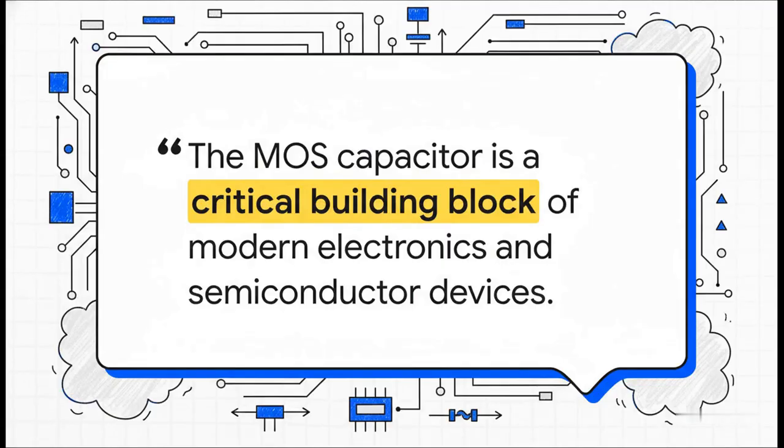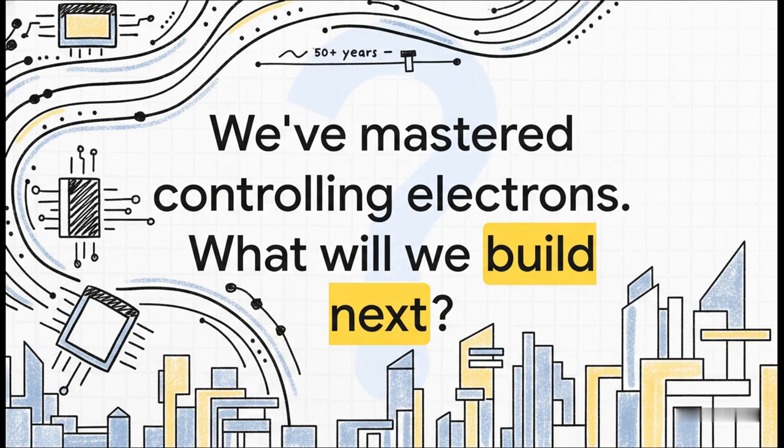It all just boils down to this one simple fact, which is stated perfectly here. The MOS capacitor is a critical building block of modern electronics and semiconductor devices. It's not just important, it's absolutely fundamental. For over 50 years, we've just gotten better and better at controlling the flow of electrons with these tiny, elegant switches. We've built the entire information age on top of them, and it really leaves you with one massive question. Now that we've mastered this, what are we going to build next?